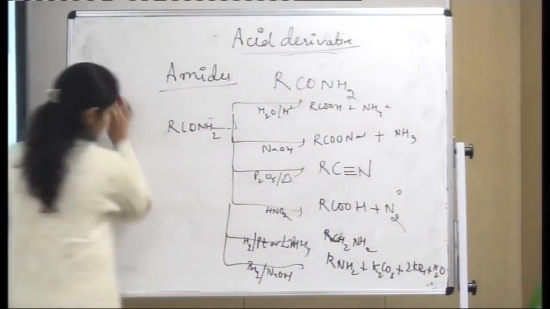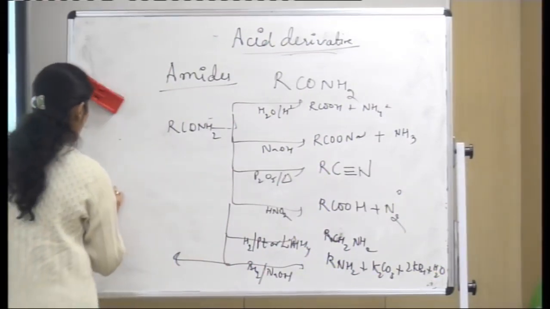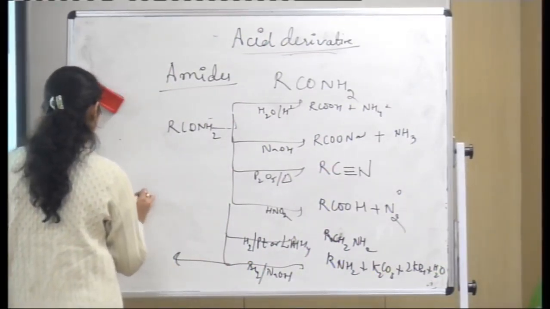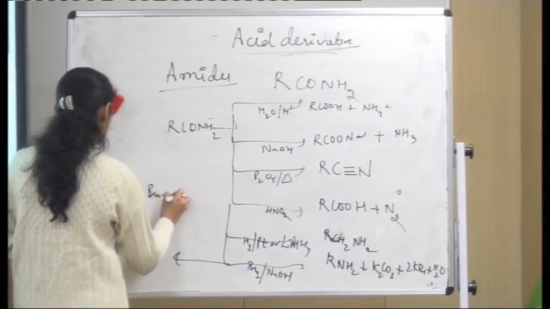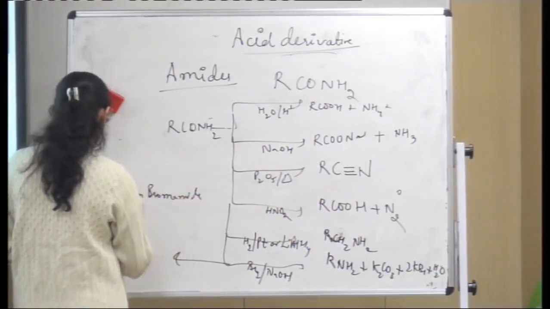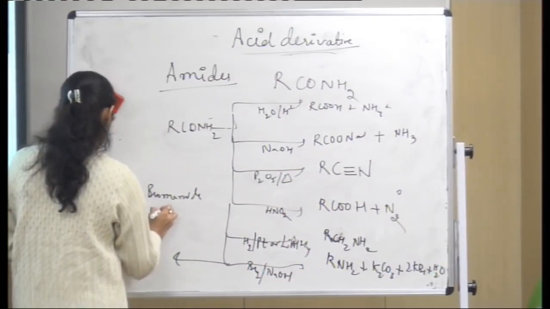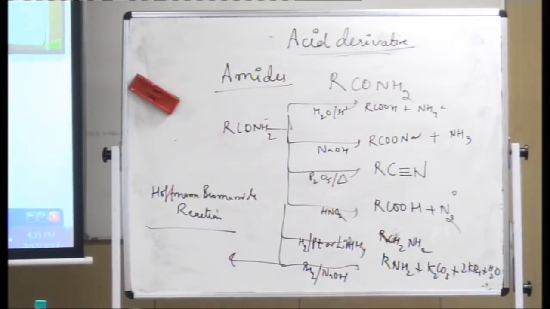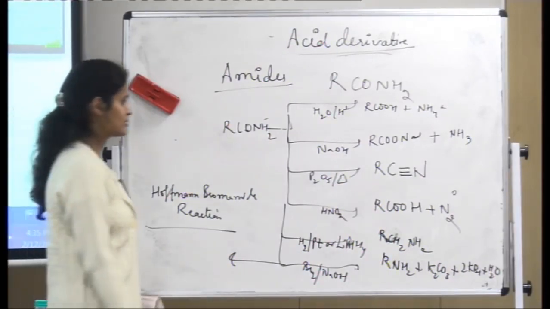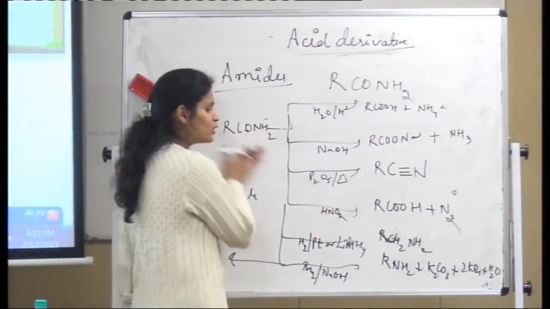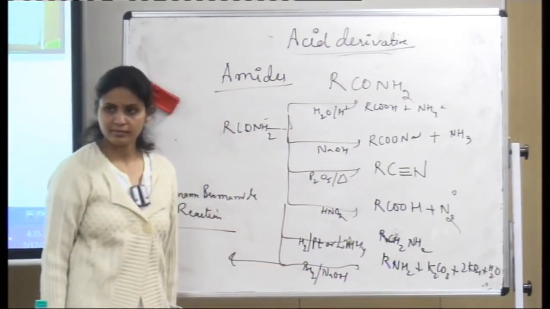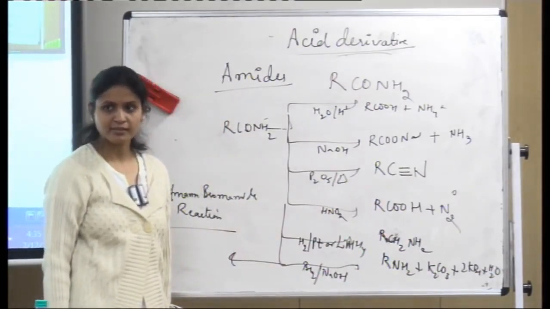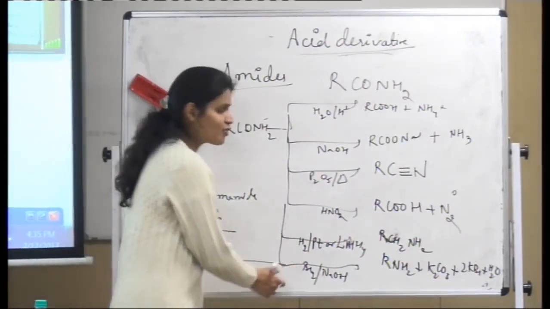This reaction is known as the Hofmann-Bromamide reaction. This is actually a test for amides which we perform in the lab. In the Hofmann-Bromamide reaction, we convert an amide into an amine, right? This is a test we perform in the lab.